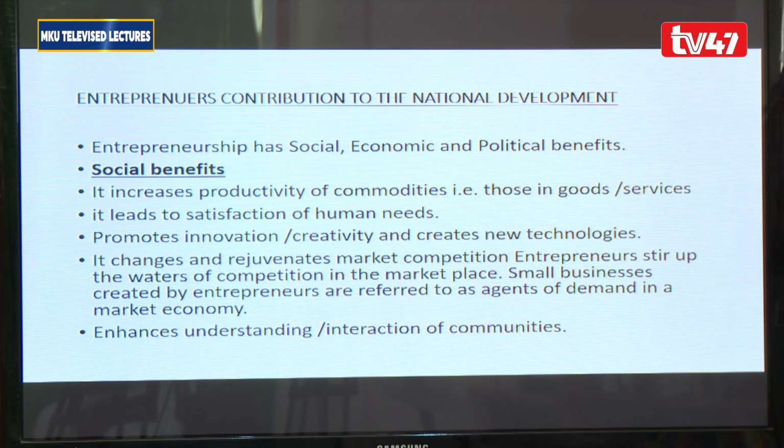It has social benefits. For example, when we have entrepreneurs in a social setting, they are able to provide the goods that are required. They are able to create productivity amongst their communities. They are able to reduce social ills: prostitution, drunkenness, stealing, all those. They are able to solve those because they are able to offer employment to their local people. They are able to rejuvenate the market, create competition, and enhance interaction and understanding between communities. Those basically are social benefits.